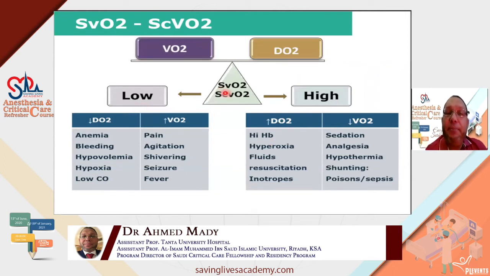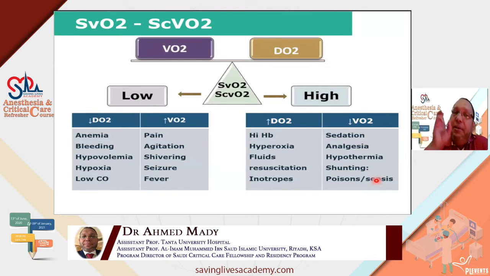Again, we said the balance between delivery and utilization. If you have low mixed venous oxygen saturation, it is almost always either due to decreased delivery, due to hypovolemia or low cardiac output, or increased consumption, like a patient who is seizing or shivering. If you have a patient with high venous oxygen saturation, just take an ABG and check the saturation. Either delivery is high, with hyperdynamic circulation, more fluid, or more inotropes, or utilization is low, with a patient who is sedated or hypothermic, or shunting at the end of sepsis.